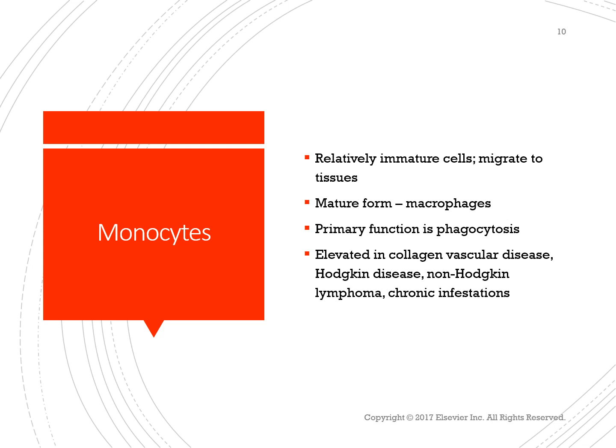Monocytes are relatively immature cells, and they migrate to tissues. In their mature form, they are macrophages, and their primary function, again, is going to be phagocytosis. These would be elevated in collagen vascular diseases, Hodgkin's disease, non-Hodgkin lymphoma, and chronic infestations.